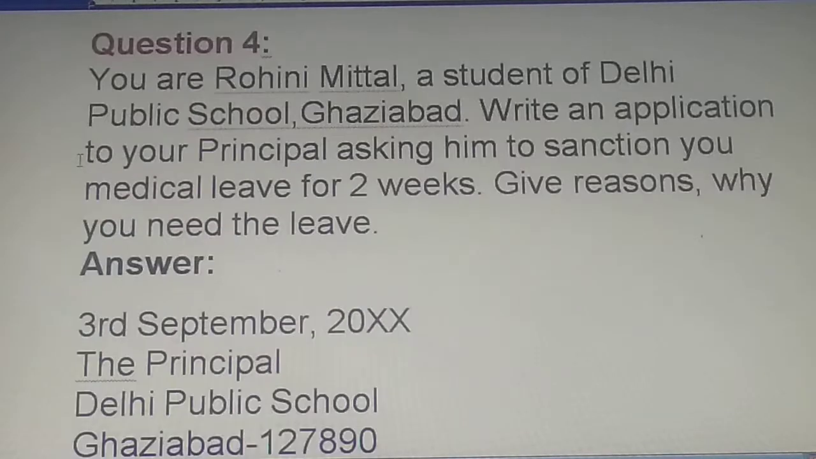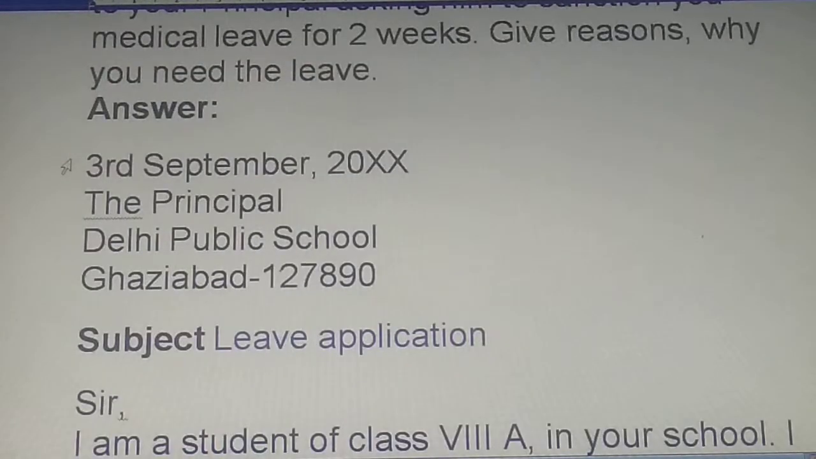Okay. Now, the next question. You are Rohini Mittal, a student of Delhi Public School, Ghaziabad. Write an application to your principal asking him to sanction you medical leave for 2 weeks. Give reasons why you need the leave. Yes, obviously, you have to.